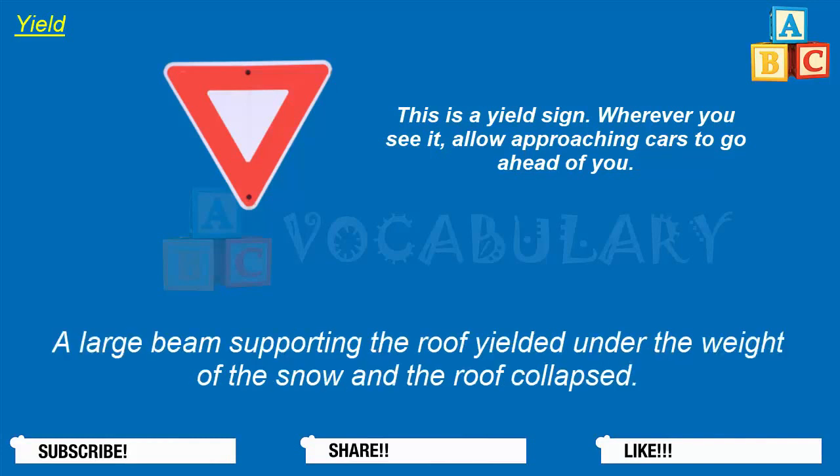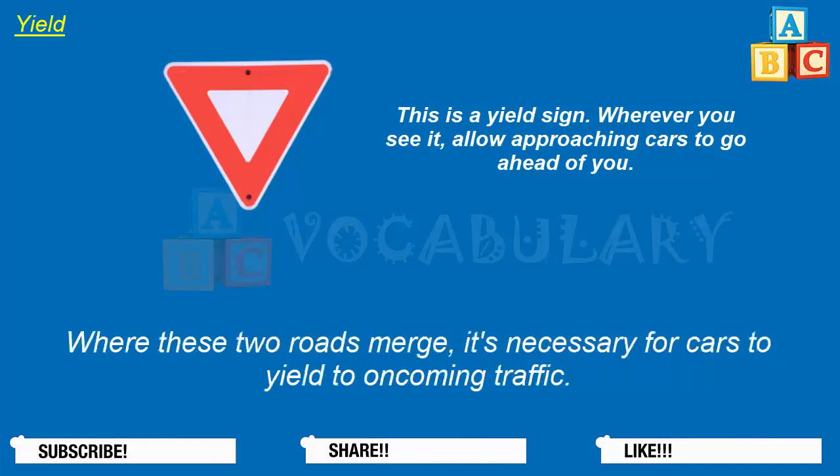A large beam supporting the roof yielded under the weight of the snow and the roof collapsed. Where these two roads merge, it's necessary for cars to yield to oncoming traffic.